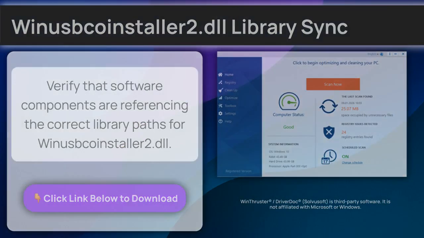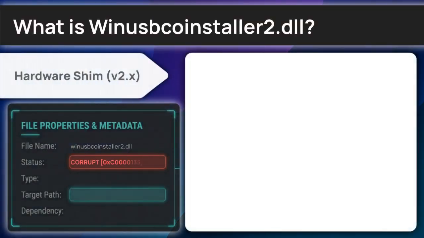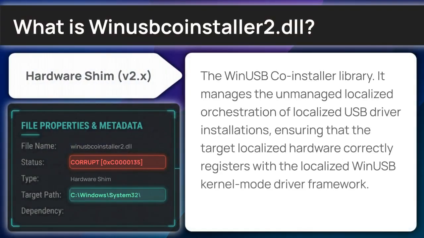This is the WinUSB Co-installer 2, the WinUSB Co-installer library. It manages the localized orchestration of USB driver installations, ensuring that the target hardware correctly registers with the WinUSB kernel-mode driver framework. With that background out of the way, here is how we actually restore the missing component.